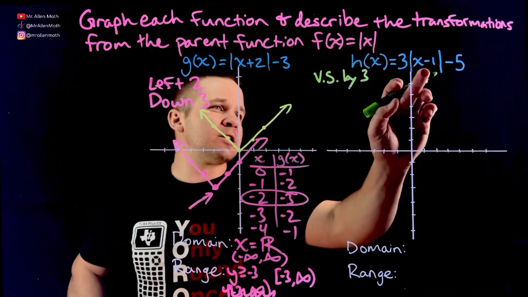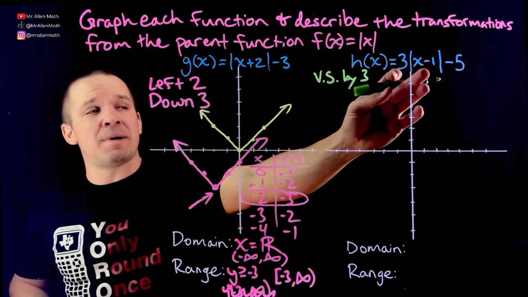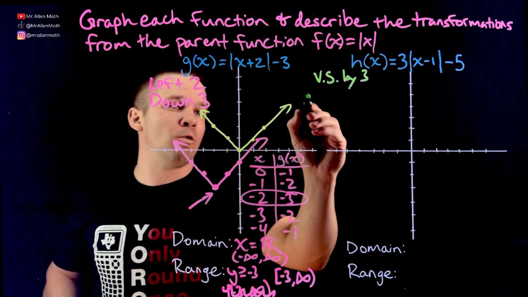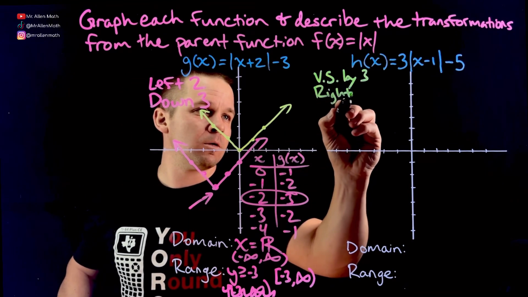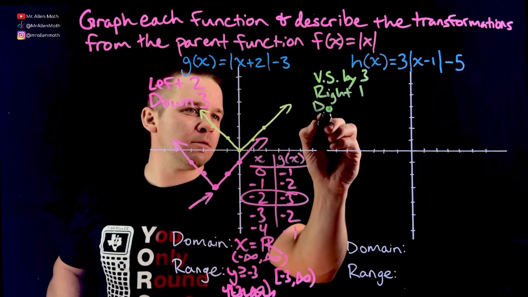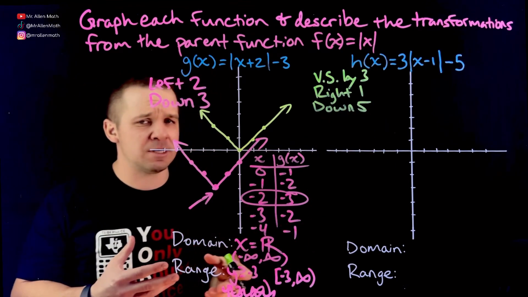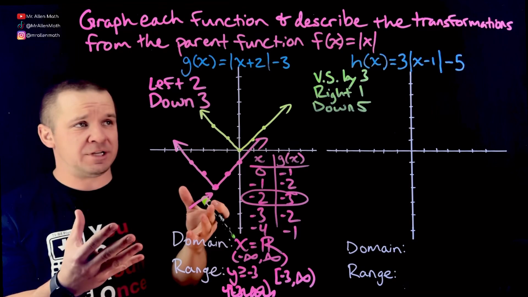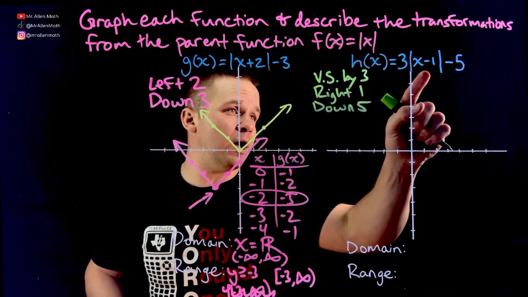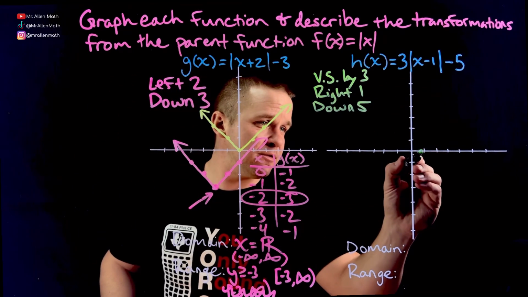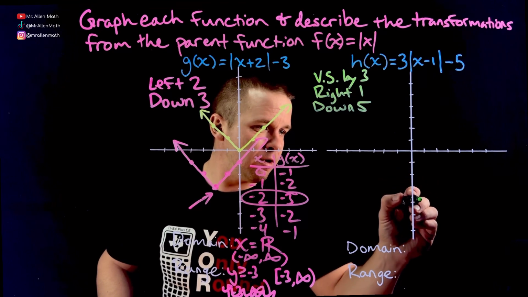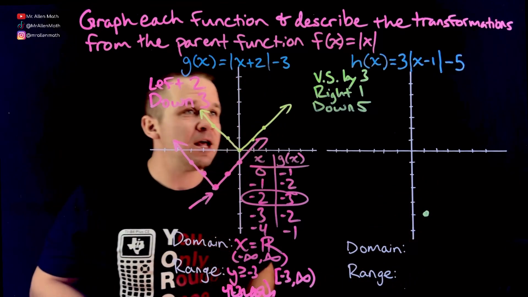All right. Next one here, we've got ourselves a -1. So -1 on the inside means we're going to go to the right 1. So right 1, and then we're going to go down 5. Okay. So when we're graphing this, I like to start with my vertex, which would be at +1, -5. So +1, then 1, 2, 3, 4, 5, -5.